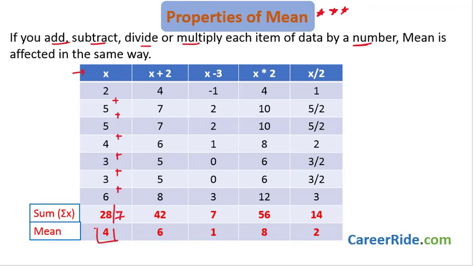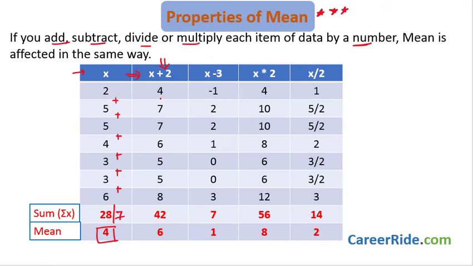Now what the question expects from us is, what is going to be the effect if I add 2 to each of these data items, each of these values of x? How is the mean going to get affected? So what we do, we add 2 to each of these values of x, and we'll see how the mean is getting affected.